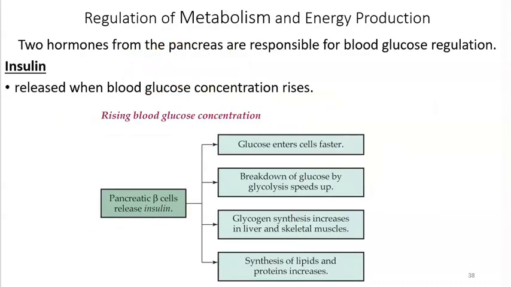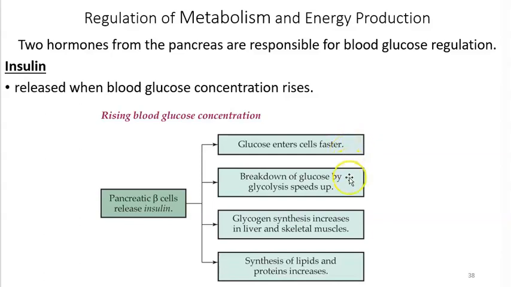The way that sugar is regulated in our body is through two different hormones that we're going to talk about. One is insulin, and it's released when blood glucose levels are high. So pancreatic beta cells release insulin into our bodies, and that helps glucose enter the cells faster, so our cells will express more glucose transporters, so we can bring more of those into our cells.